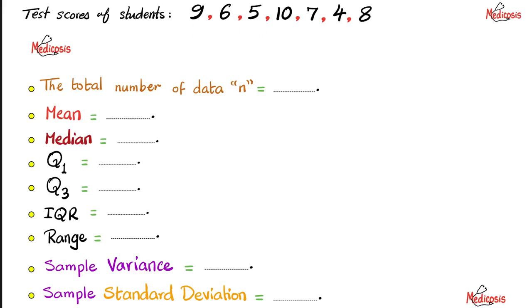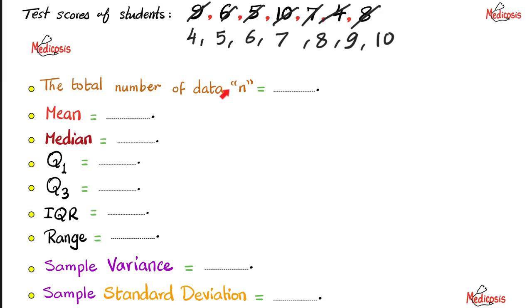First things first. Anytime they ask you about median, quartiles, etc., you better rearrange your data from the smallest to largest. Failure to do so is going to cost you an arm and a leg, metaphorically speaking. So let's rearrange them from smallest to largest. We start with 4, that's the smallest one, then 5, then 6, then 7, then 8, and then 9, followed by 10. Done. The number of data points, 1, 2, 3, 4, 5, 6, 7. So the size of the data is 7.